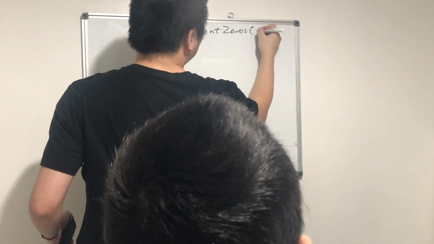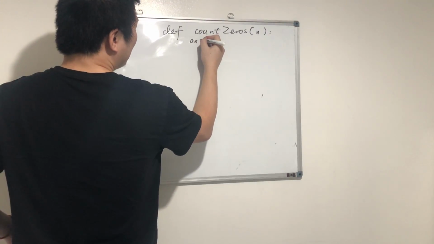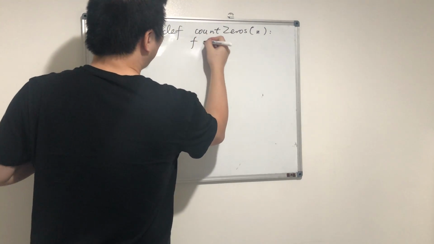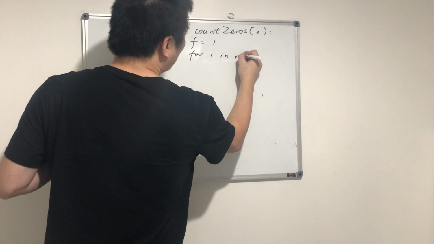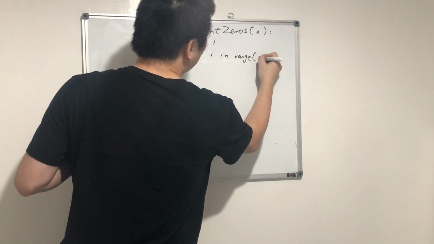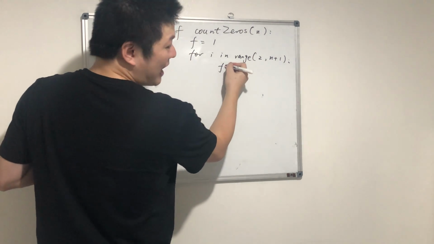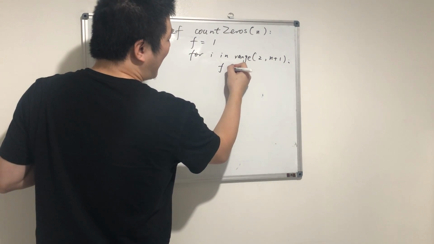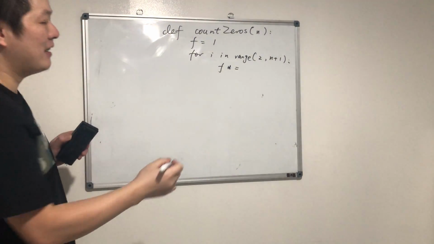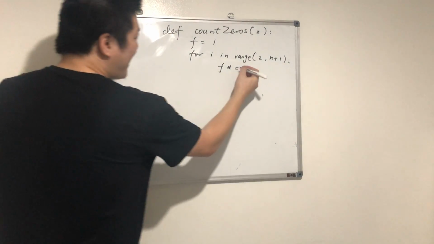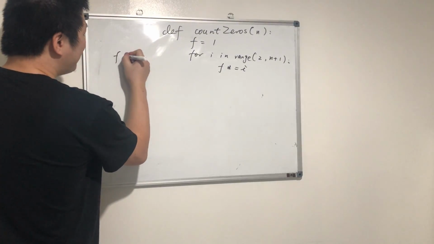Let's say n factorial. Let f equal 1 first. For i in range 2 to n plus 1, f times equals i every time. Now f is n factorial.